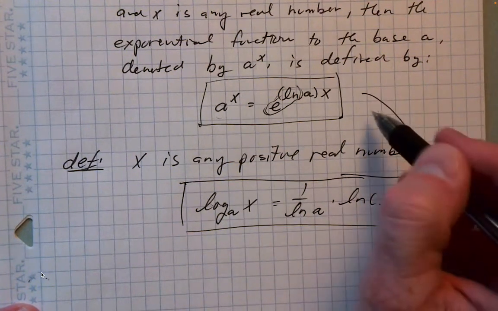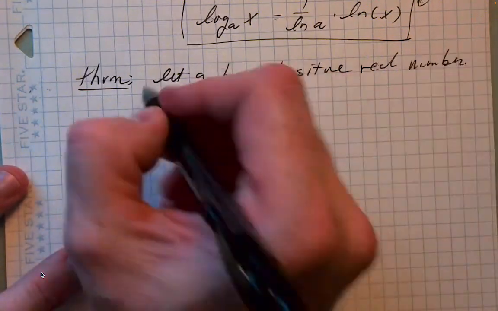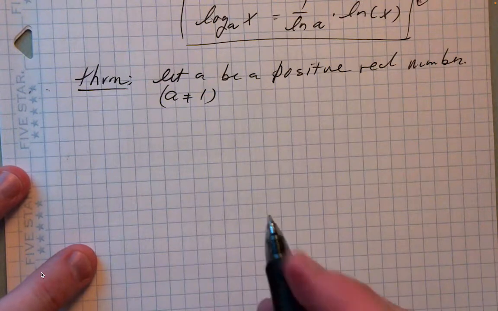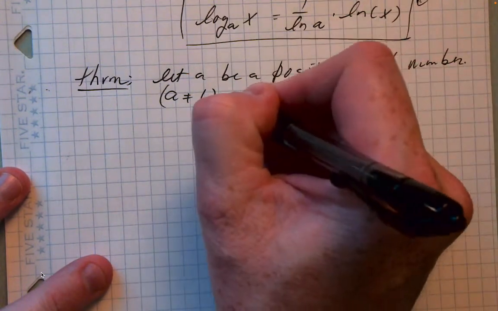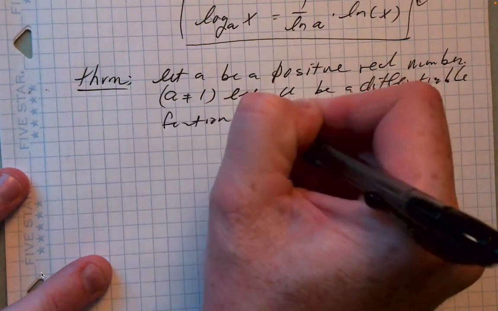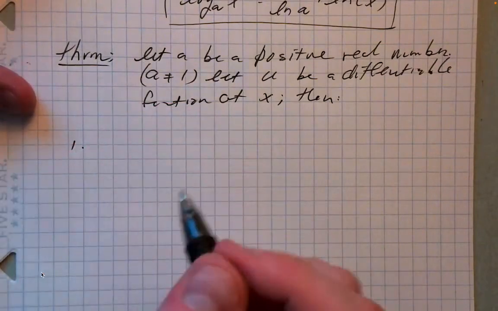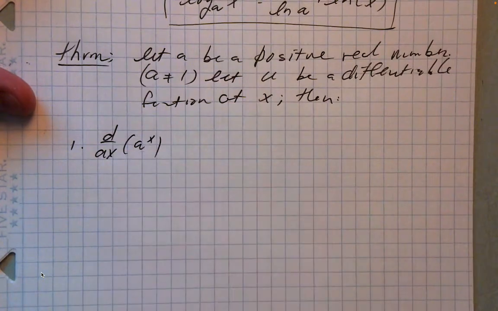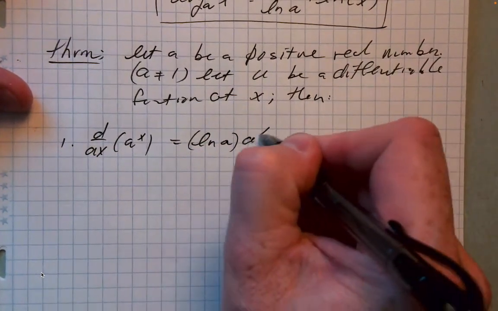So given these two, and we'll use these in a second, let's talk about what the derivatives of functions like these look like. Okay, so theorem, let's say let a be a positive real number, a not equal to 1, of course. And let u be a differentiable function of x. Okay, and so the following is true. The first one is the derivative of a to the x. We're going to write these down, and we're going to prove a couple of them in a second. So it's natural log of a, and then times a to the x.